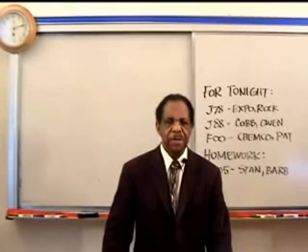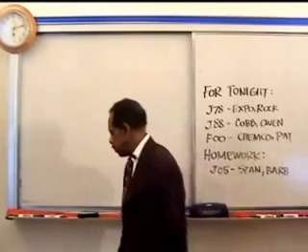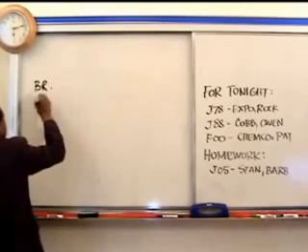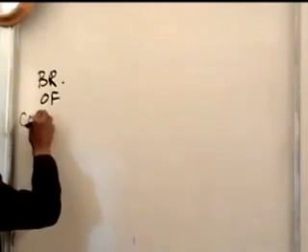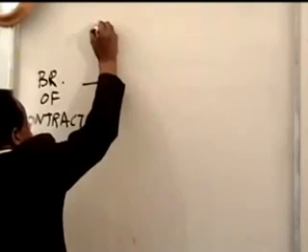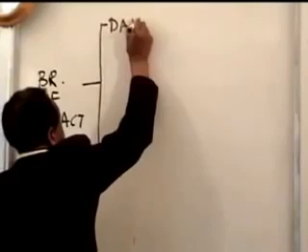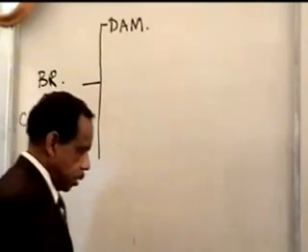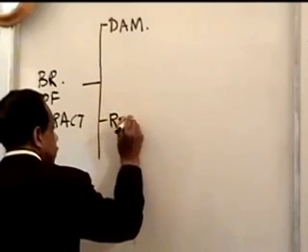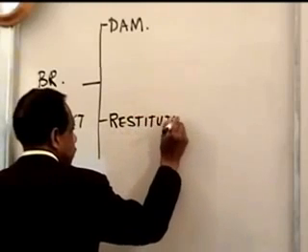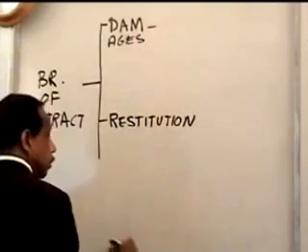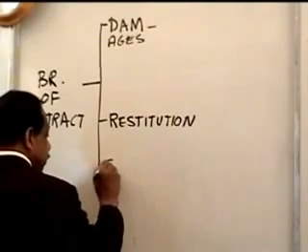Let us begin with the remedies for breach of contract. The remedies for breach of contract are damages, secondly, restitution, and specific performance.